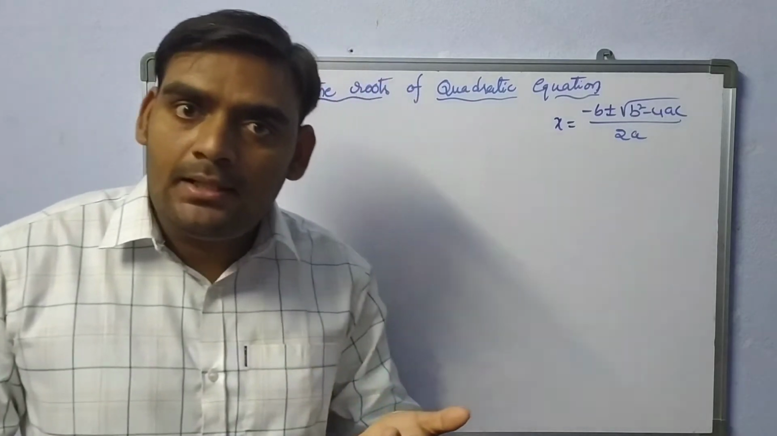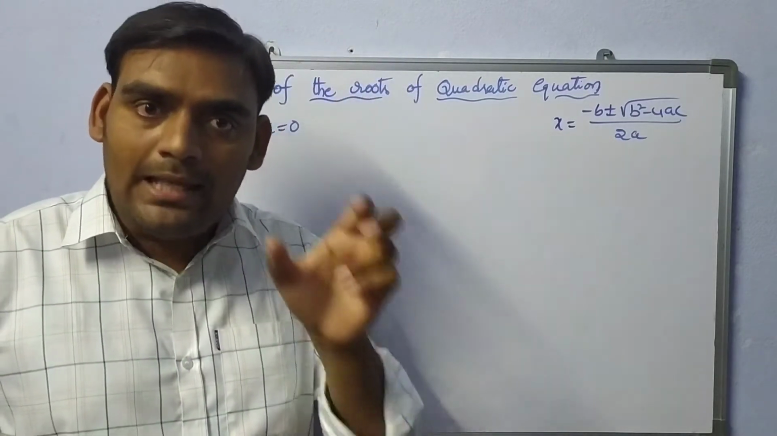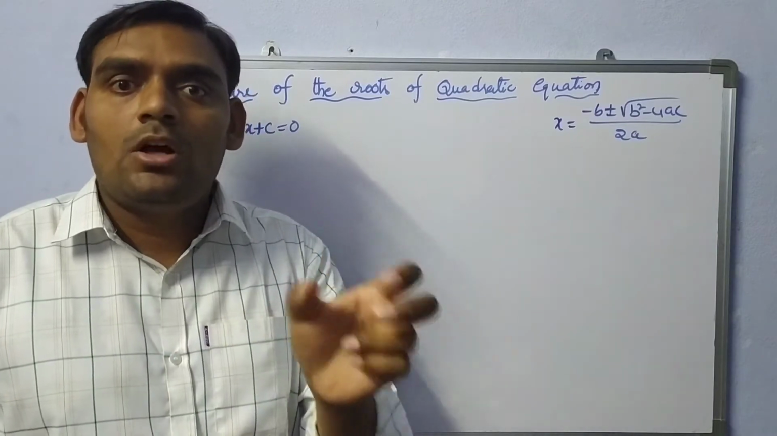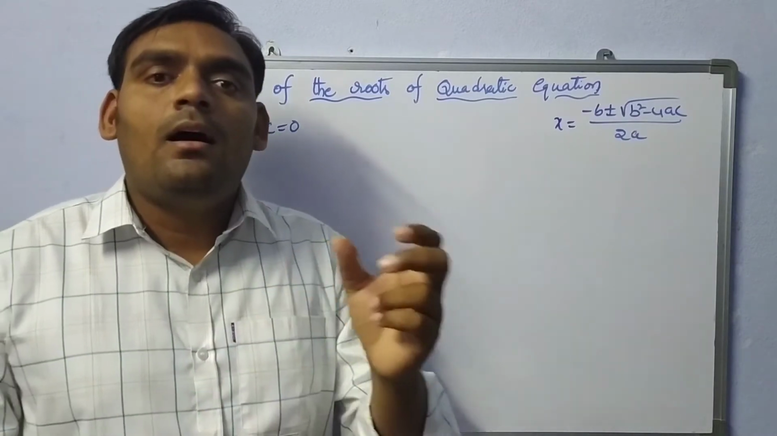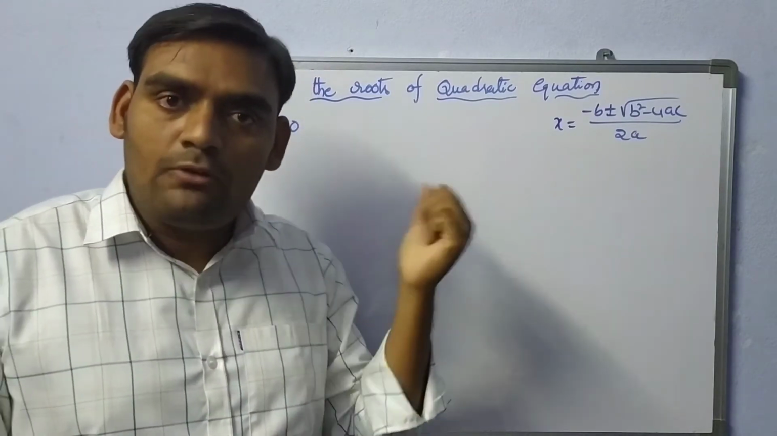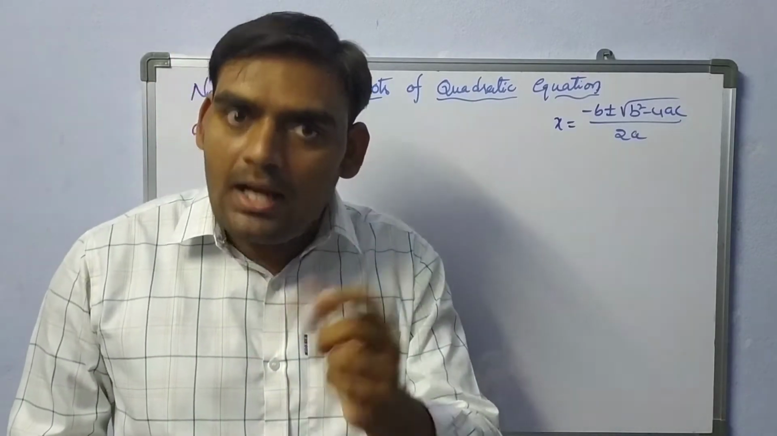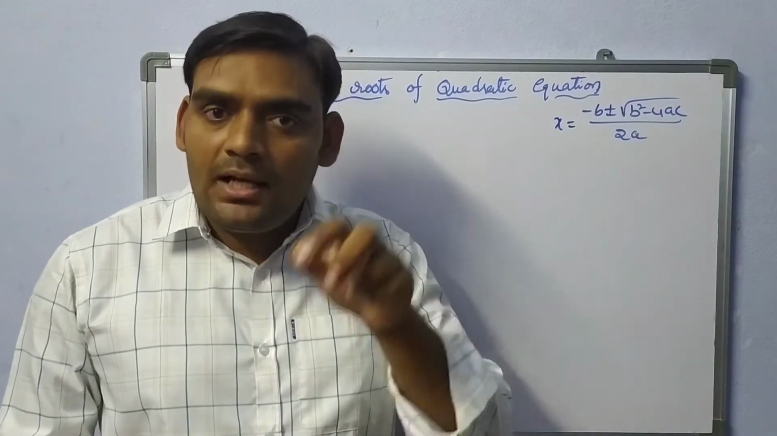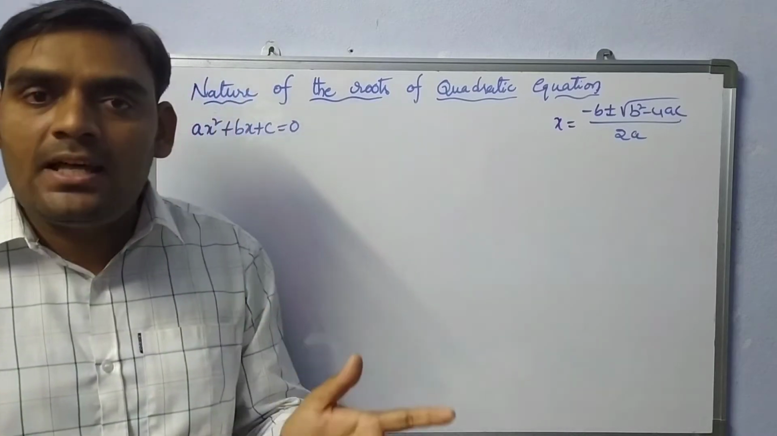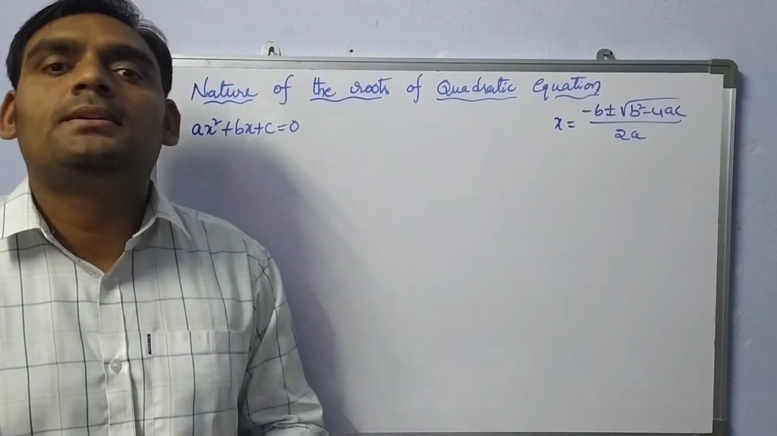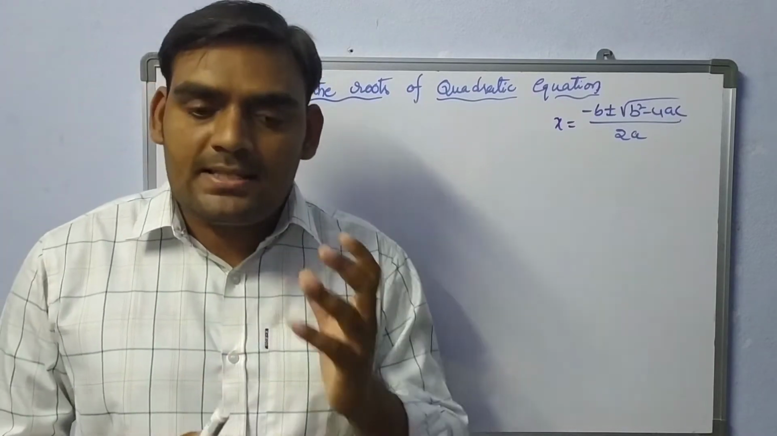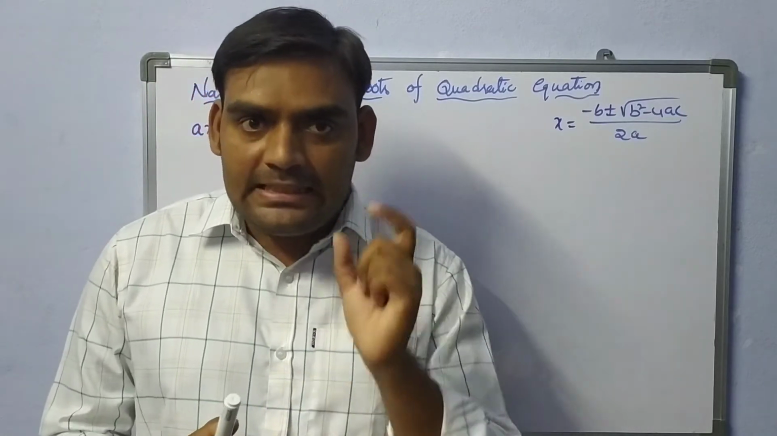Is there any method to say, without finding the roots, whether the roots we get for a quadratic equation are real and distinct, real and equal, or imaginary roots? Imaginary roots are nothing but not real numbers. Yes, we have one method, that is the discriminant.